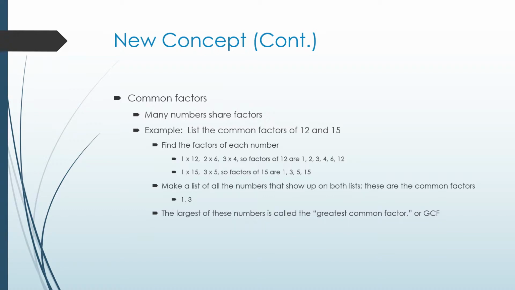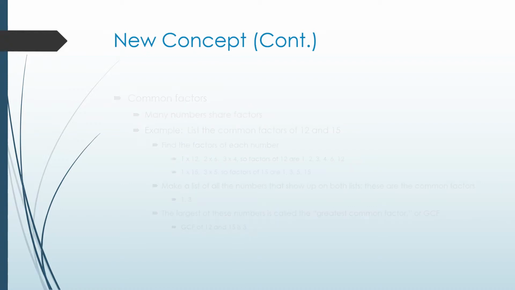You can pick out the greatest common factor, the GCF, which is going to be important when we start working a little more with fractions, by just picking out the biggest number on that list of common factors. So the GCF of 12 and 15 is 3, because we only had 1 and 3 is bigger than 1.